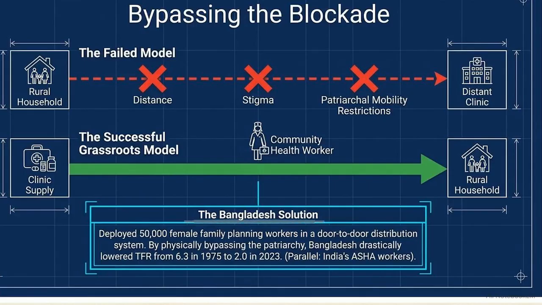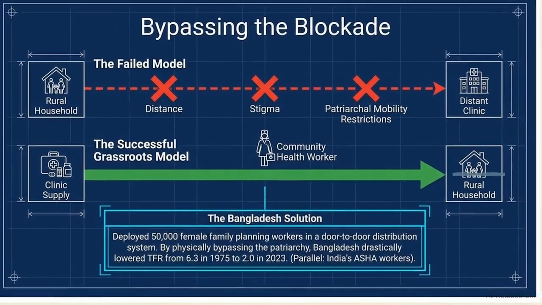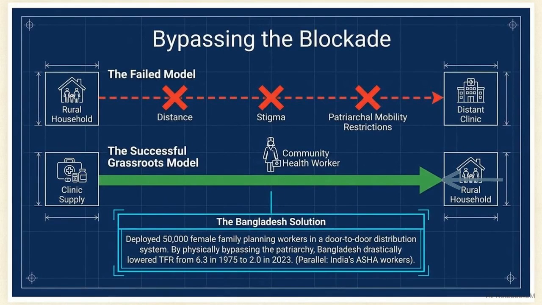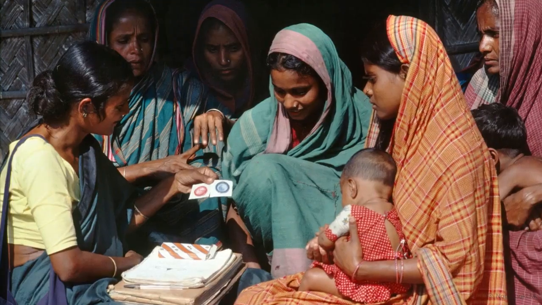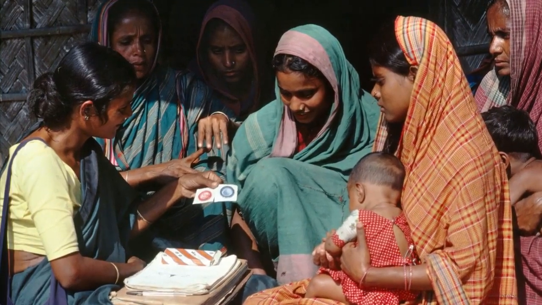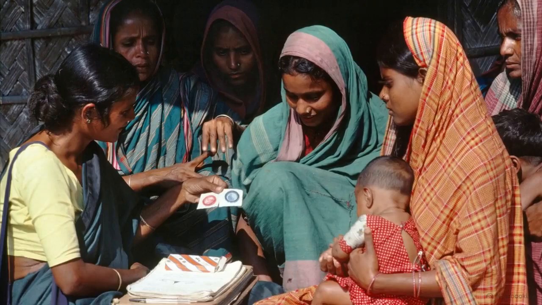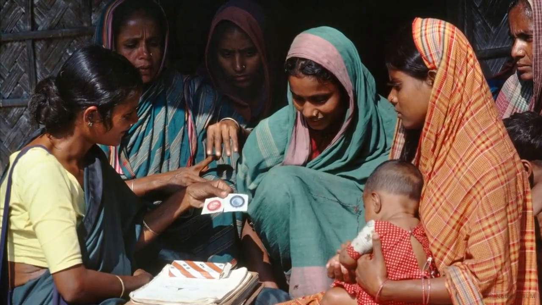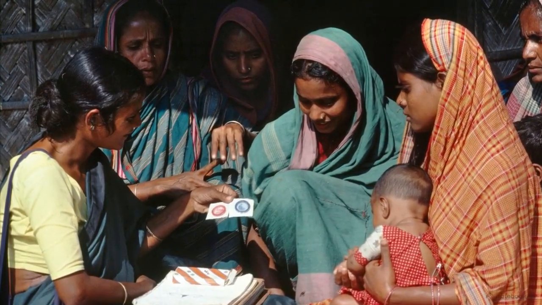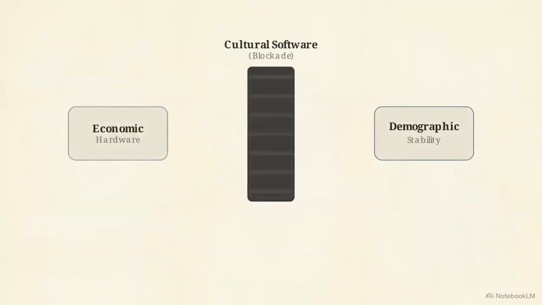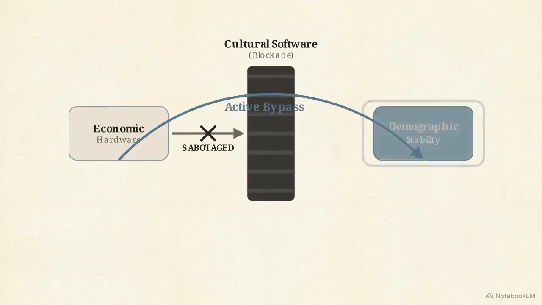Successful states like Bangladesh didn't wait for these cultural blockades to erode. They bypassed them. This diagram contrasts the failed model of distant clinics with a successful grassroots alternative. Instead of expecting women to navigate patriarchal restrictions to reach a clinic, they deployed 50,000 female health workers directly into rural households to distribute supplies. Economic hardware is actively sabotaged by cultural software. Achieving demographic stability requires an active bypass of patriarchal infrastructure.